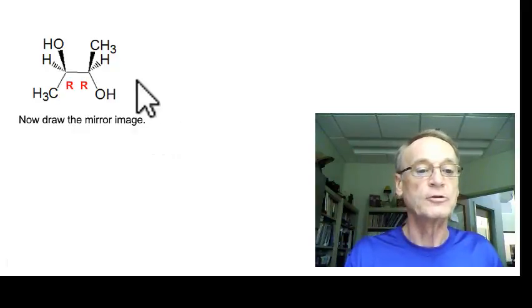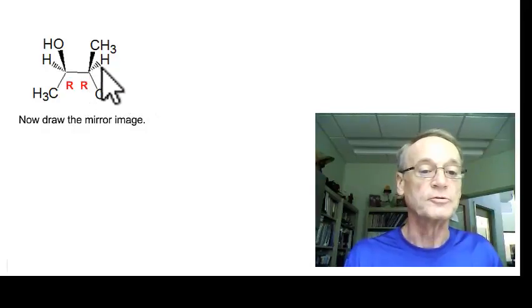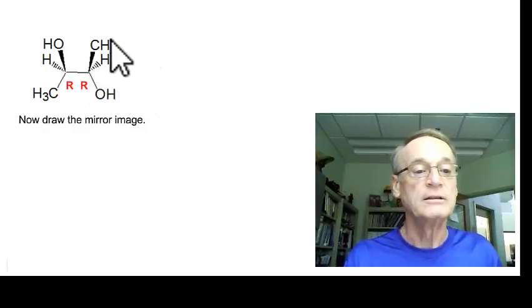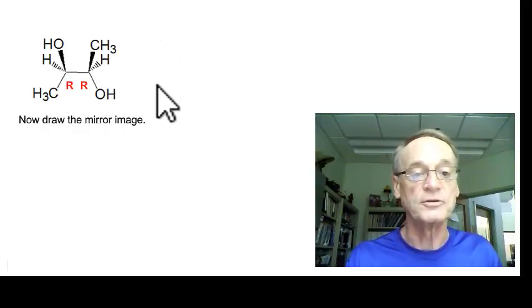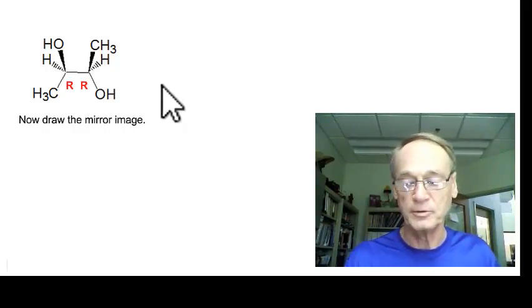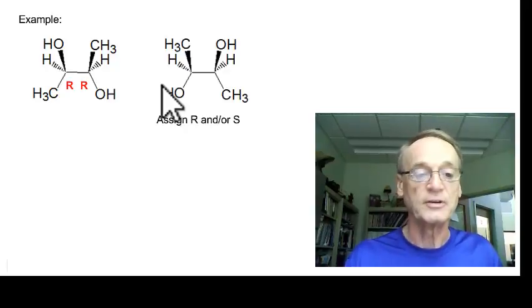Let's go ahead now and draw a mirror image. So imagine a mirror right here. This molecule is looking into the mirror. What does it see on the other side? Well, this methyl is going to see a methyl here. This hydrogen is going to see a hydrogen here. This OH is going to see an OH there, and so on. So go ahead and draw the mirror image. And then I'll switch to the next slide.